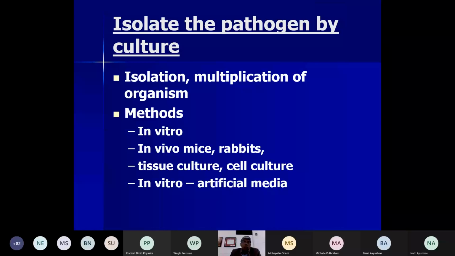So what we need to do is we need to isolate the pathogen, and that isolation we do by culture techniques.